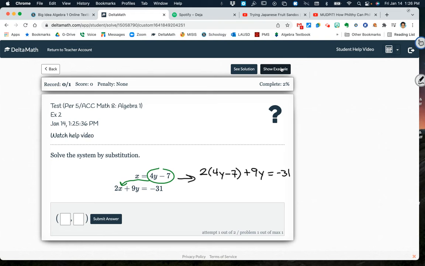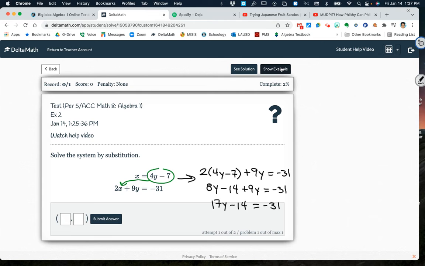Okay? So let's solve that equation, same process. Distribute, combine. So let's do it. 8 times y minus 14 plus 9 times y equals negative 31. Okay? And combine the 8y and the 9y, and that will give us 17y, take away 14, equals negative 31.